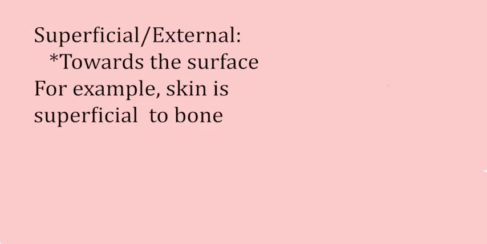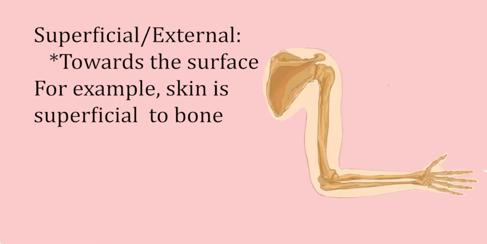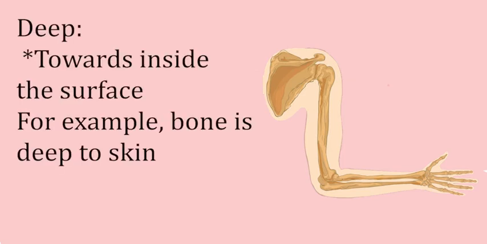Superficial. Towards the surface. For example, skin is superficial to bone. Deep. It means towards the inside of the surface. For example, bone is deep to skin.